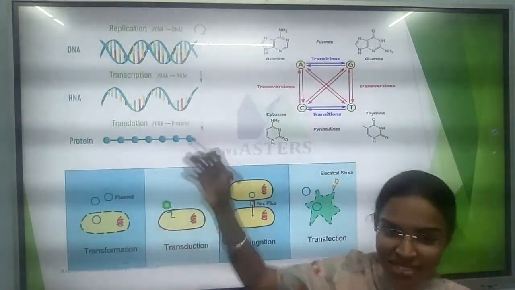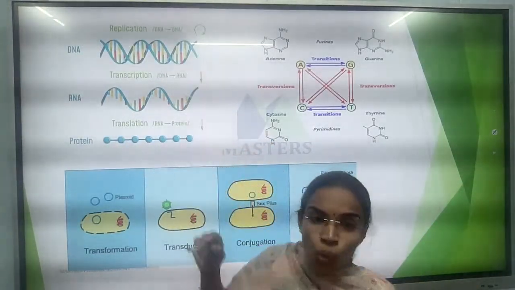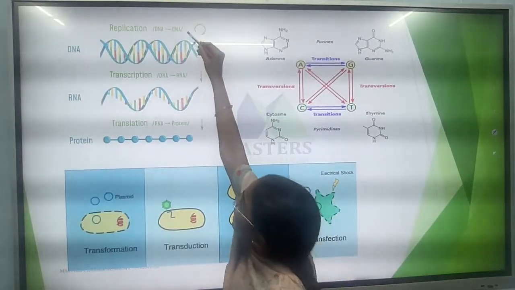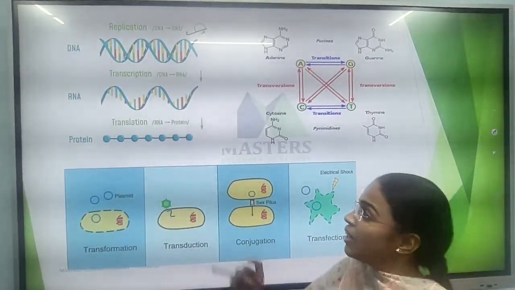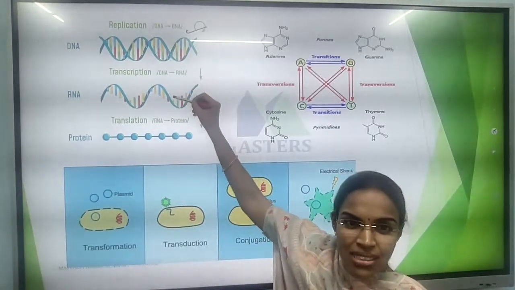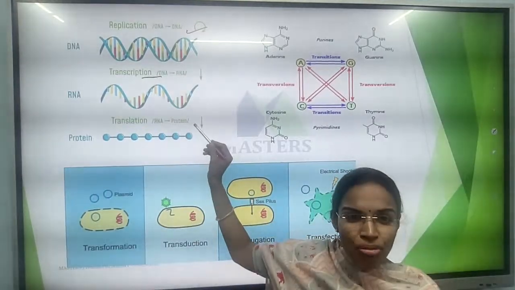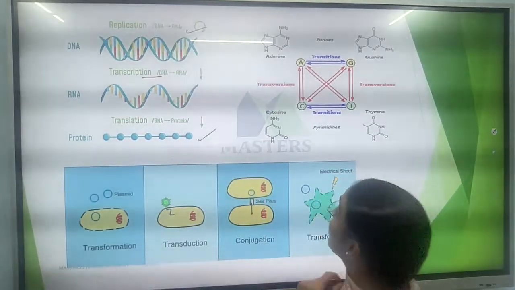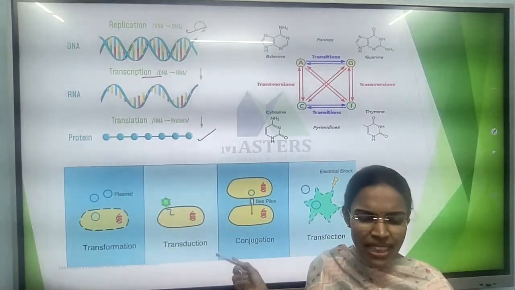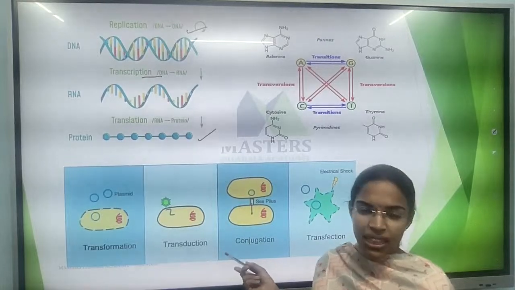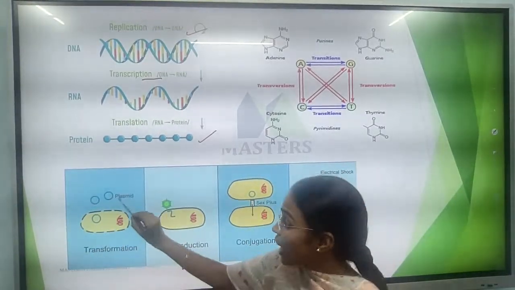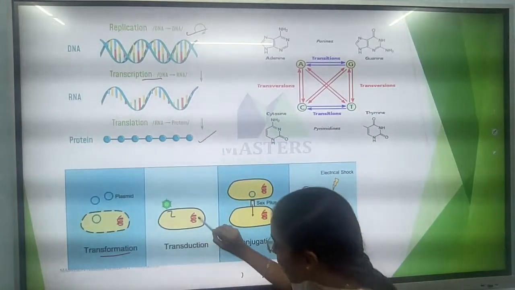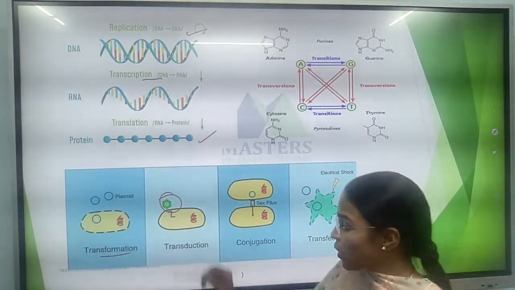We'll see the various processes. The formation of one DNA strand from another strand is known as DNA replication. Formation of mRNA from DNA is known as transcription. Formation of proteins from RNA is known as translation. I hope the complete screen is clearly visible. Direct uptake of the host DNA by the bacterium is known as transformation, and when the transfer is mediated by a virus or a bacteriophage, it is known as transduction.